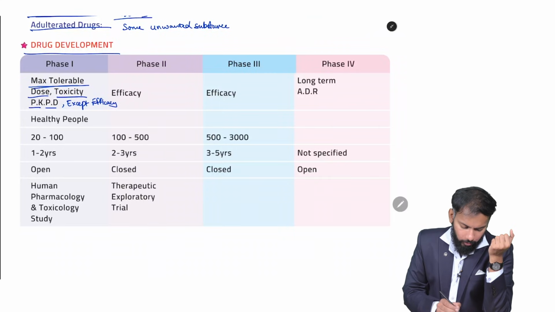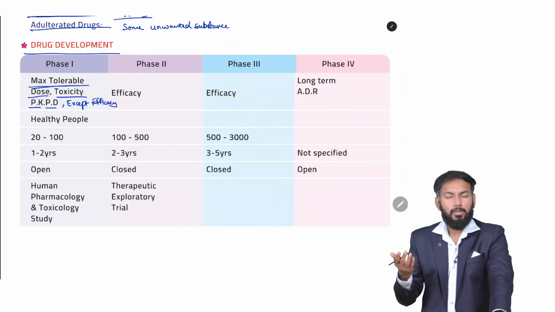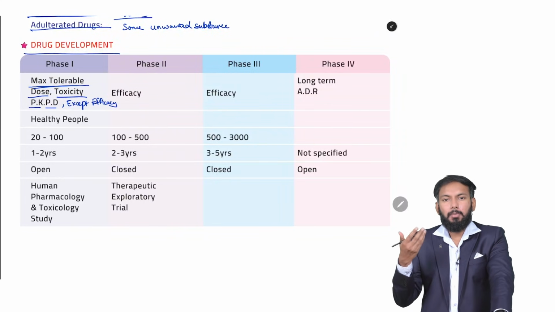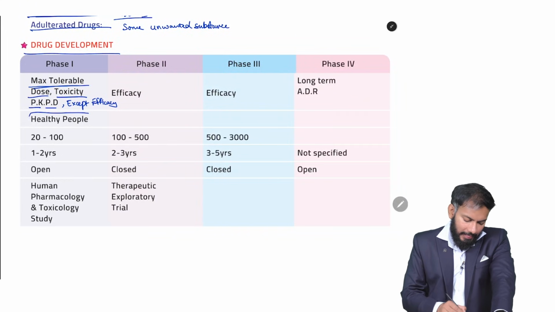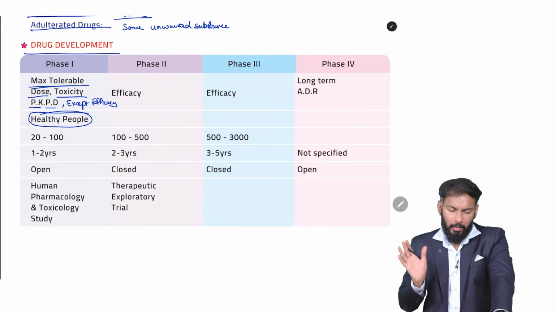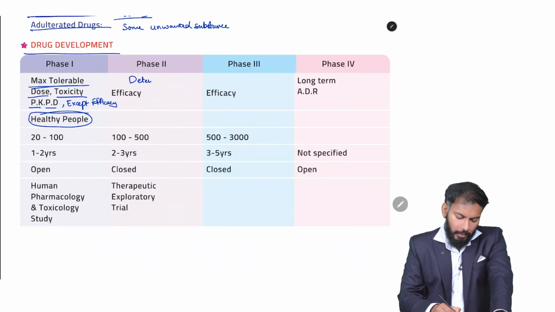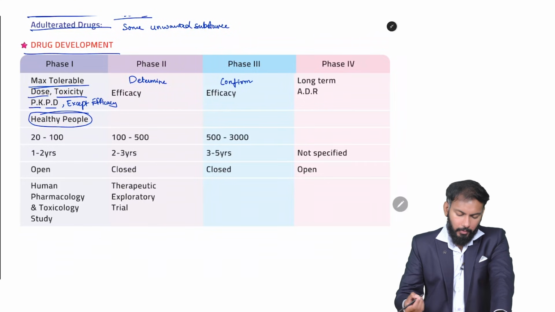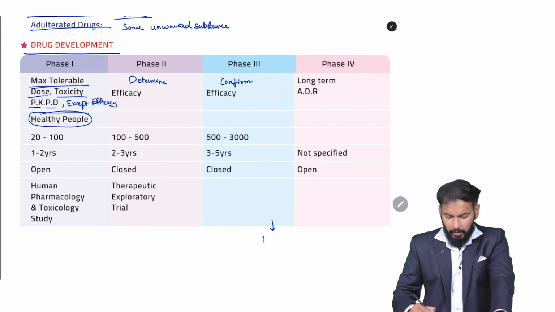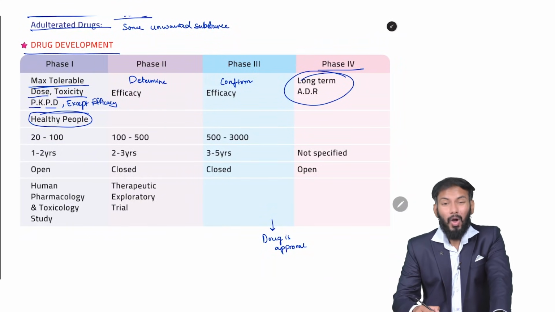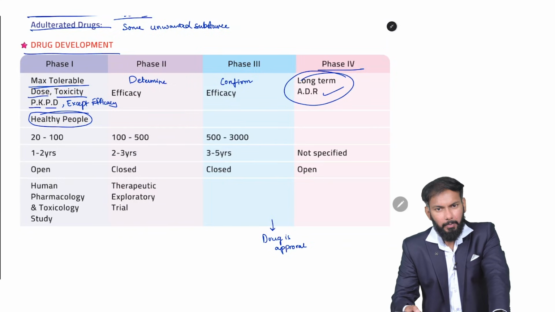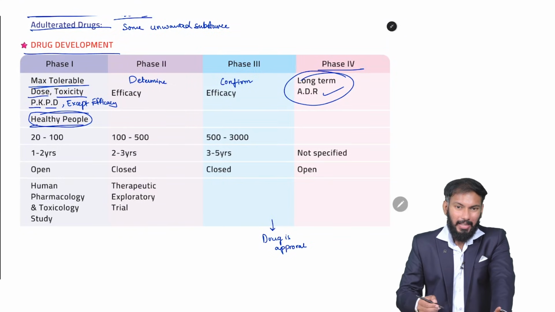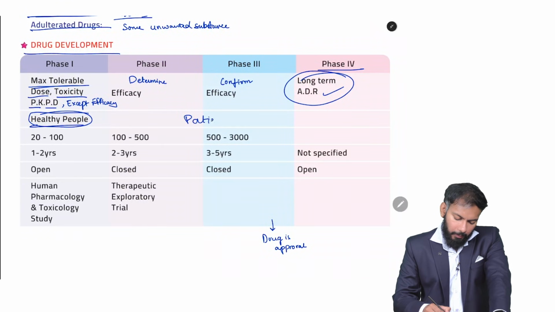See, can you do all of this? Can you check for toxicity and all of this in patients? No, you cannot, because the patient might get even more sick. So that is why it is done in healthy people. Now, in Phase 2, we will determine the efficacy. In Phase 3, we will confirm the efficacy. After confirming the efficacy, the drug goes for approval. And once it is in the market, we will do Phase 4, that is, check for long-term adverse reactions. So, Phase 1 is done in healthy people, the rest are all done in patients.